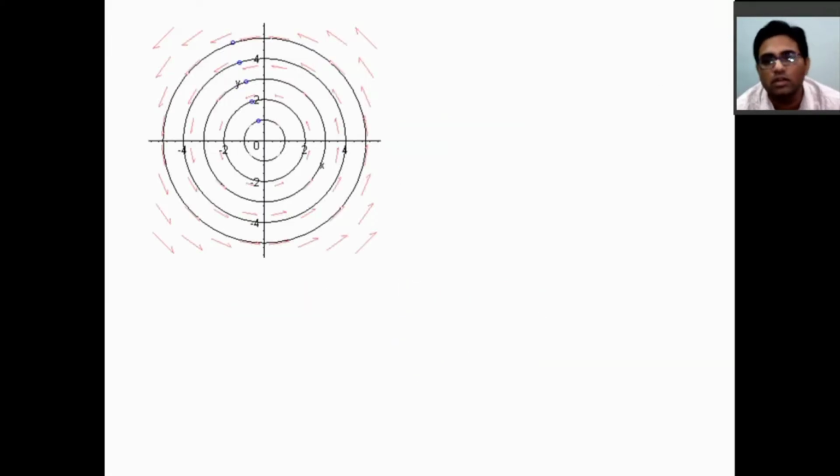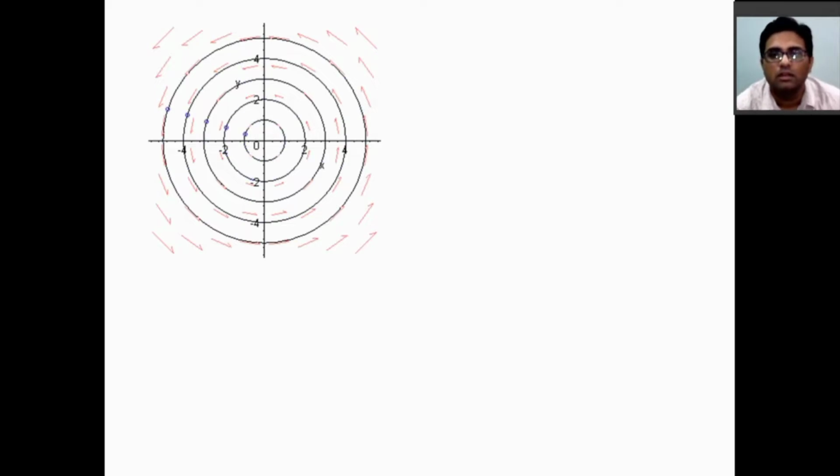Now in vector calculus, the curl is a vector operator that describes the infinitesimal rotation of a vector field in three-dimensional space. At every point in this field, the curl of that vector field is represented by another vector which is perpendicular to the plane of the vector field which is rotating. So we will get another vector which is perpendicular to the plane of the vector field which is rotating.